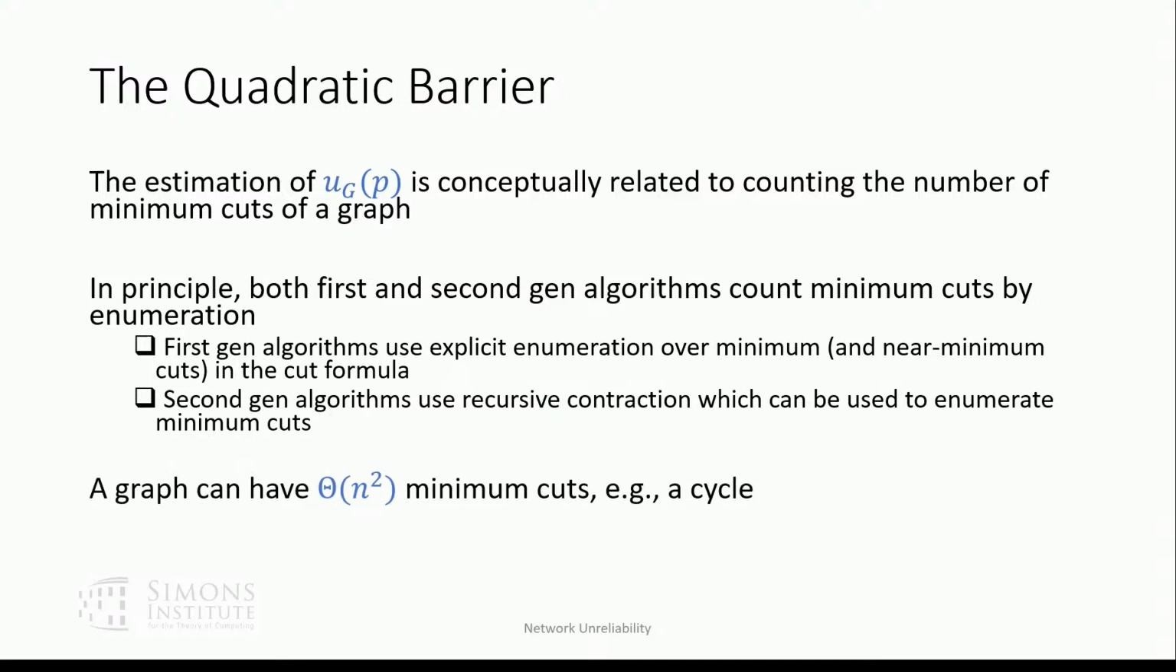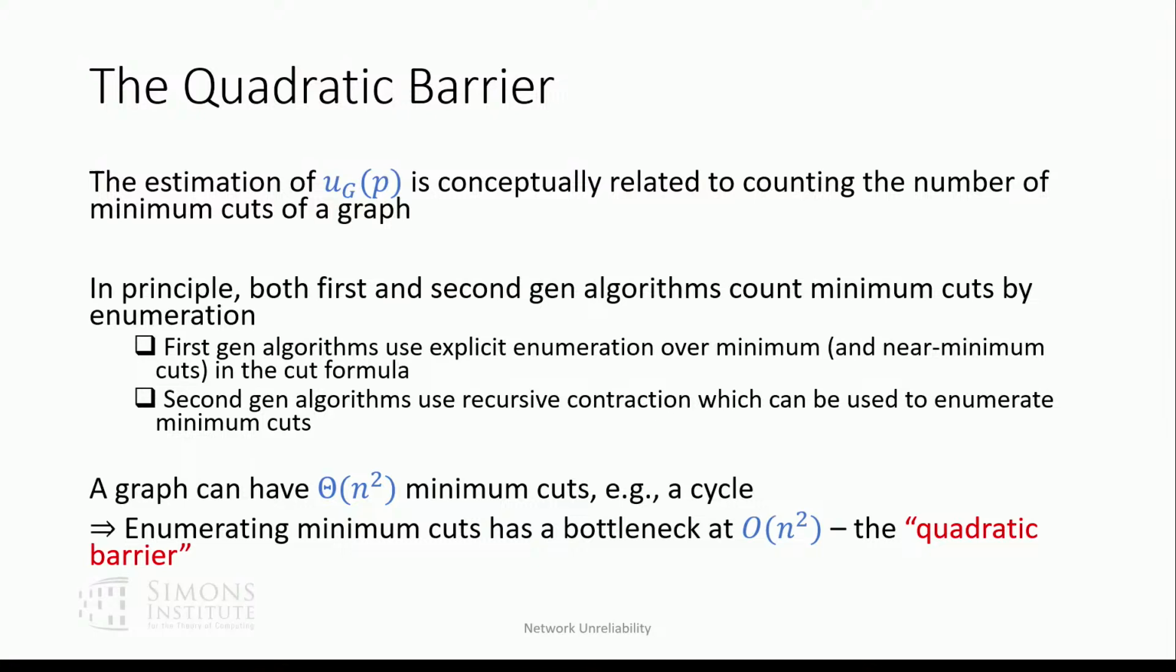Now that has a fundamental issue, because a graph can have n² minimum cuts. So if you're actually counting via enumeration, then in a graph like a cycle, which has n² min cuts, you are stuck. You can't go beyond n² time. So that's a fundamental bottleneck that algorithms counting by enumeration will face. Okay, so you need something new in order to get past this quadratic bound. And that's what's called the quadratic barrier.